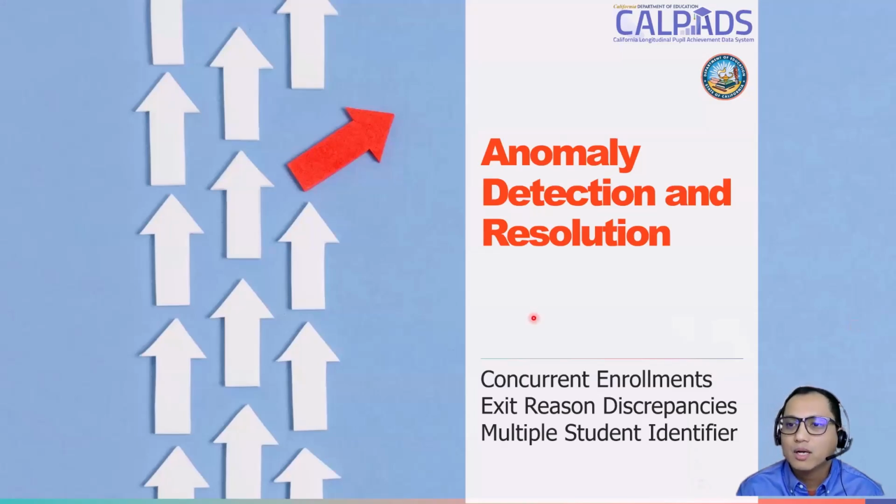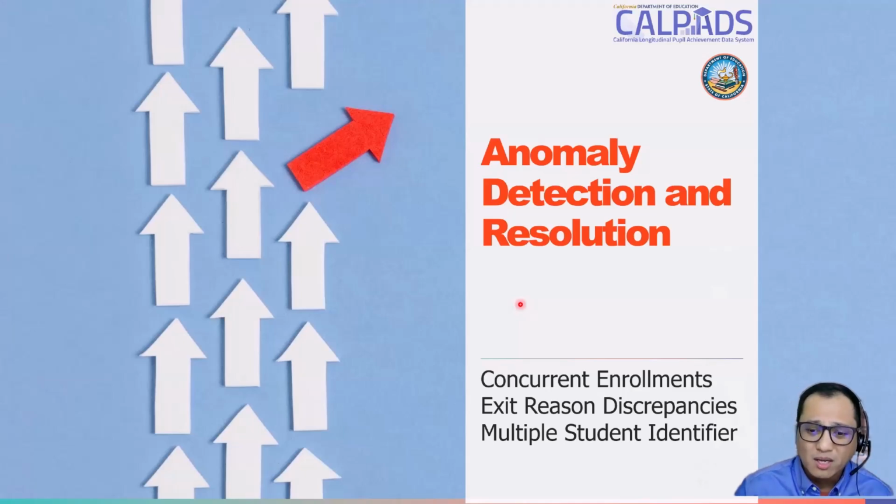Throughout the session, we'll look at how these anomalies are detected, what they mean, and the best practices for resolving these anomalies efficiently. We'll also discuss how to communicate with LEAs and be able to foster good communication with them and build networks to be able to resolve these anomalies throughout the year. So, with that, let's go ahead and get started.